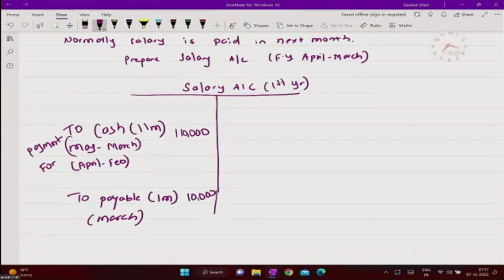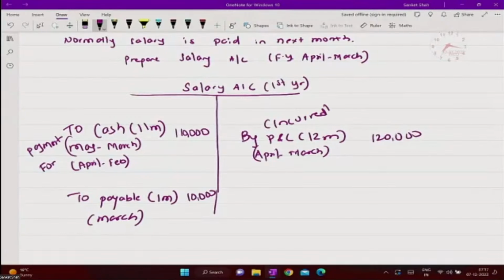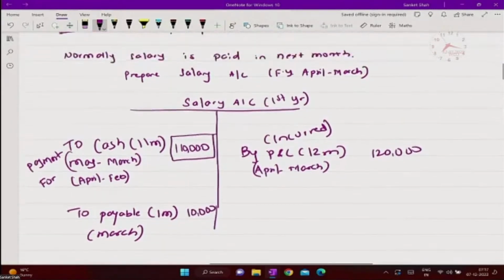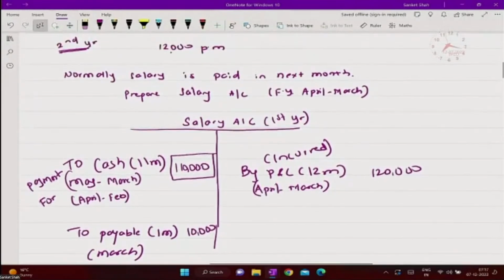This is 10,000, and in by P&L 12 months, April to March, full salary 12 months का 1,20,000. P&L always beta incurred. In P&L we transfer incurred, and in cash flow statement we will write only 1,10,000. Okay, so cash flow statement में 1,10,000, but while arriving at net profit we will consider 1,20,000. So this is the beta difference between salary account. Remember.